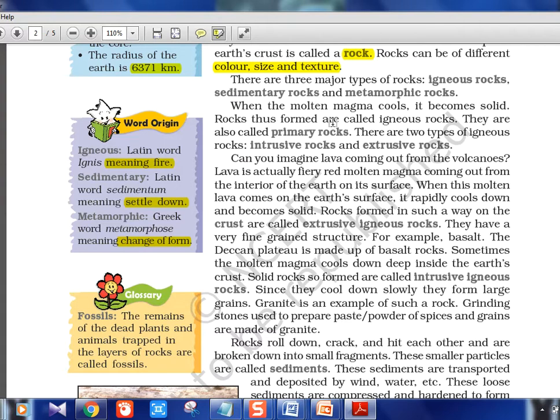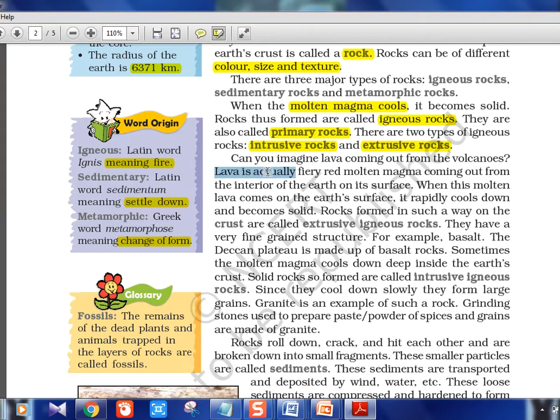Rocks thus formed are called igneous, that is the molten magma which is coming out of the volcano and all. It will be too hot and it will become solid, okay. So once it becomes solid, that solidified thing is called igneous rock, okay. And they are also called primary rocks. Two types are there, intrusive rocks and extrusive rocks, okay. Like one is inside the earth and one is outside the earth. We'll see a little more detail.